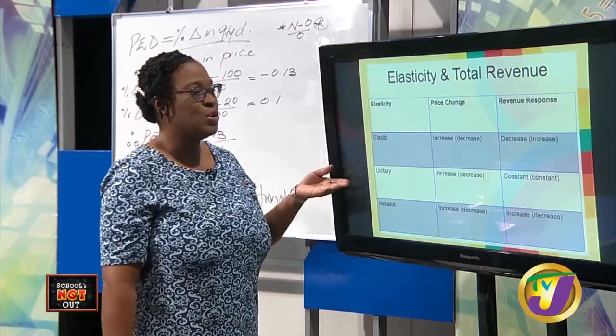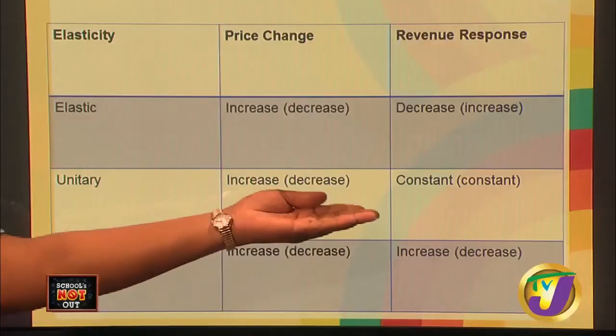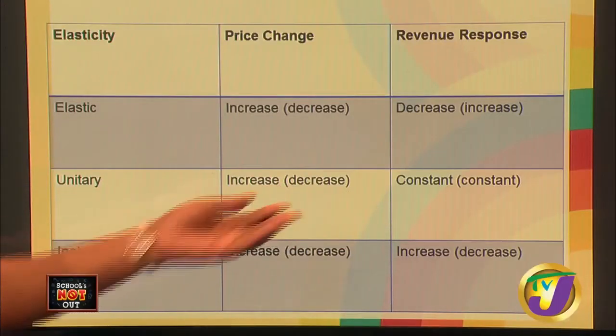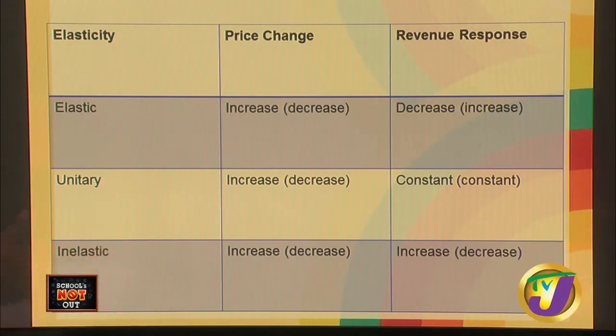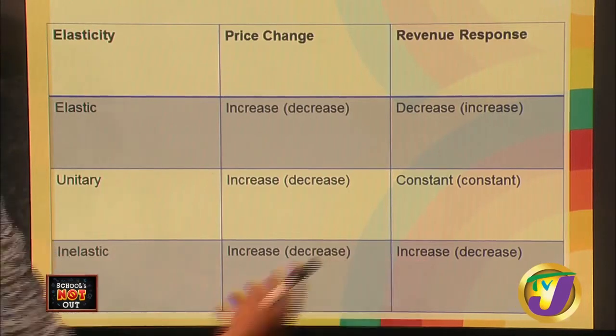If your good is unitary, then any increase or decrease, you will have a constant revenue response. So there would be nothing significant on your revenue. If your good is inelastic, meaning that consumers are not highly sensitive or responsive to a change in price, then it is best for you to increase your price in order to increase your revenue.